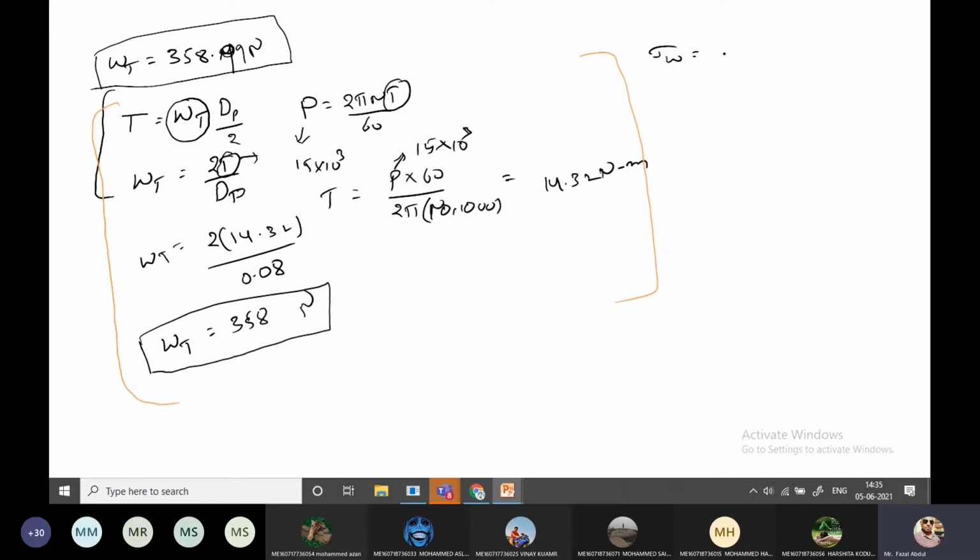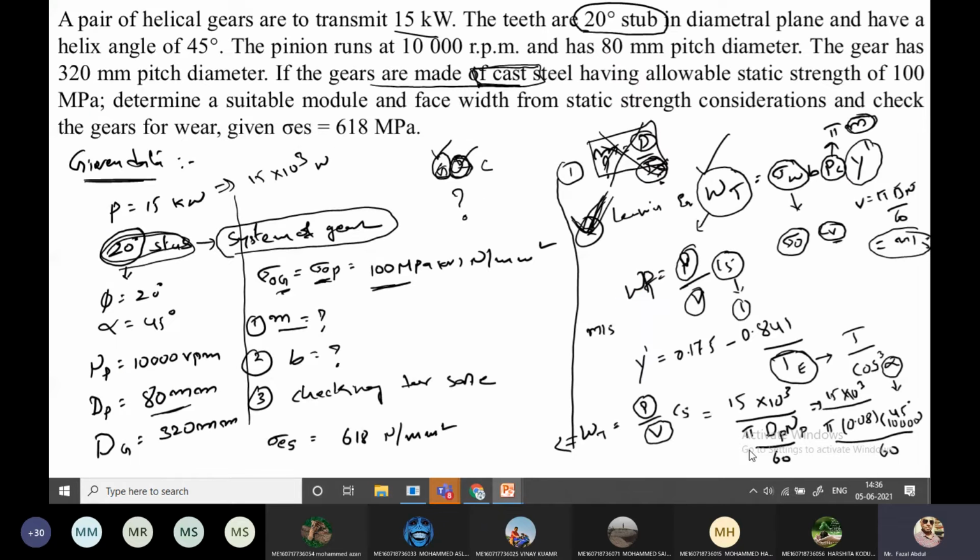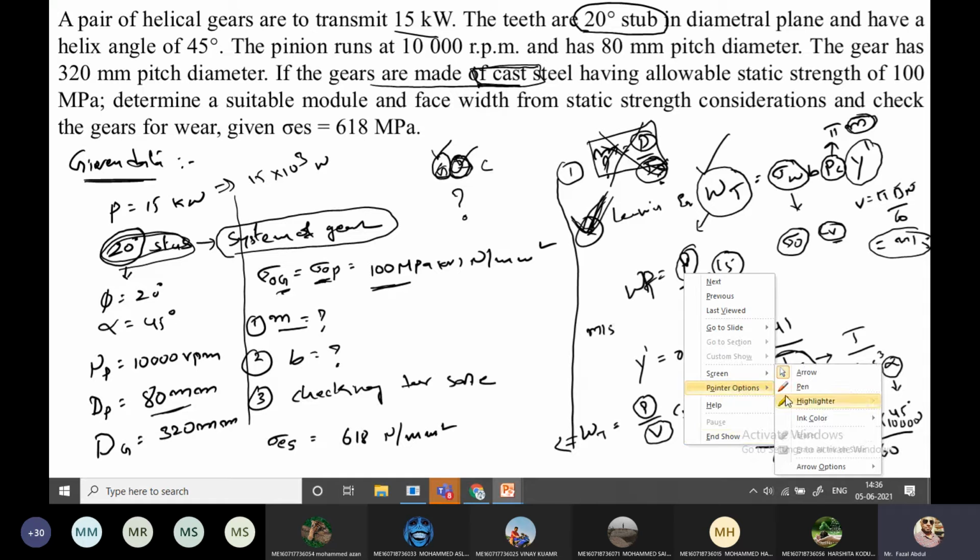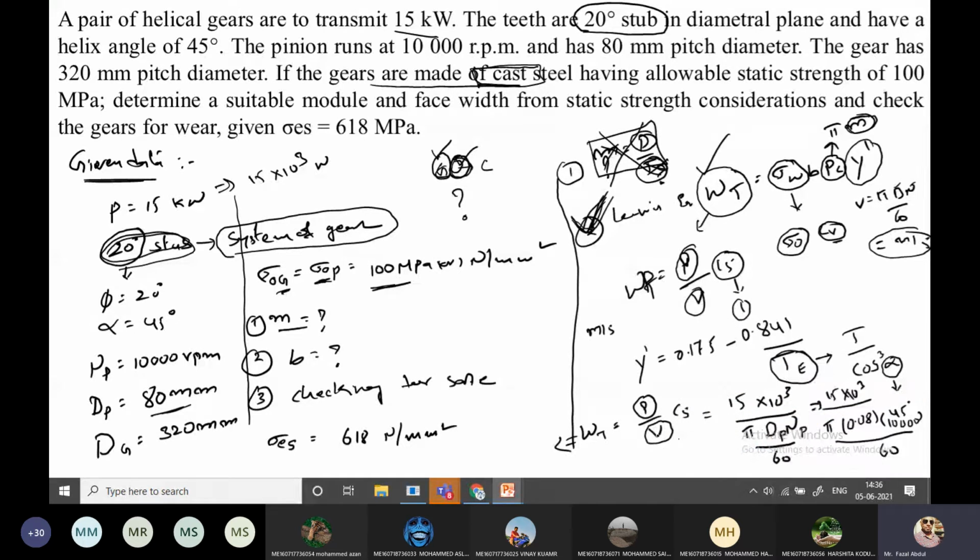Working stress. So working stress is sigma naught into Cv. So velocity, how much we got? Just tell me the velocity value. Here I don't know velocity, pitch line velocity, how much? Pi dp N by 60, how much you got?